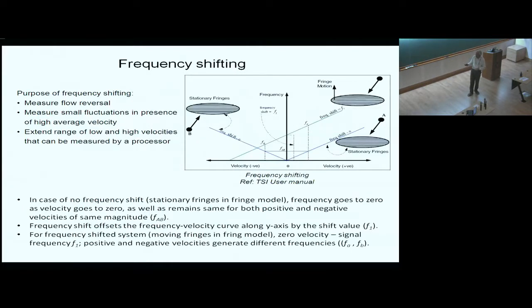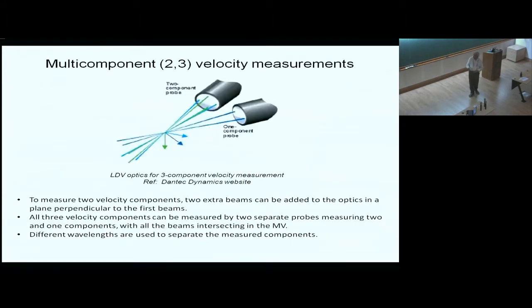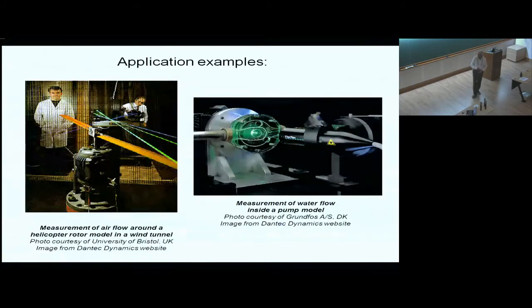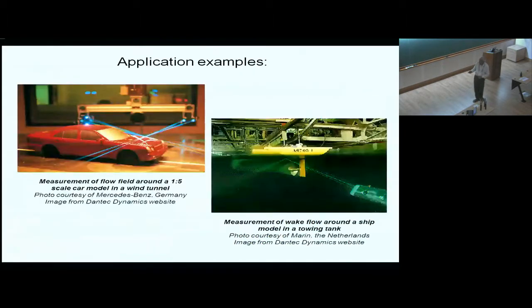Okay, this is just the frequency shifting which I talked about. And for multi-component, you need either 2 or 3 lasers. And of course, there are a number of applications, starting from small scales to large scales. For example, in wind tunnels. And this one shows the velocity measurements around a car model. And one can, in fact, take it underwater and do measurements inside water.